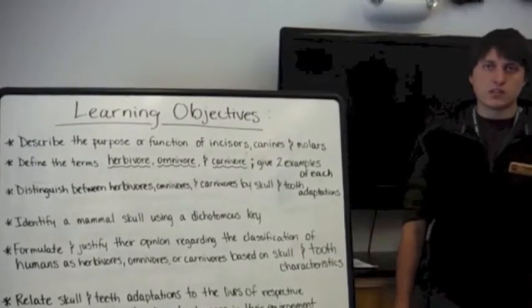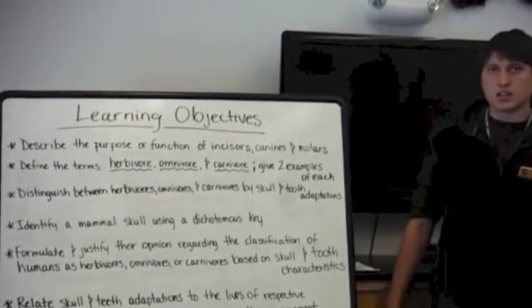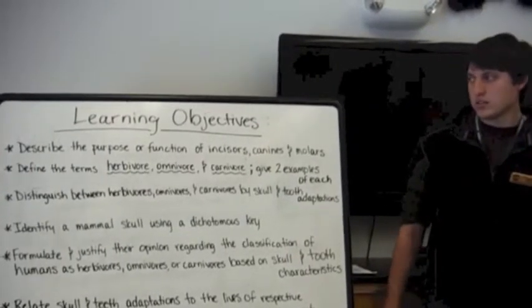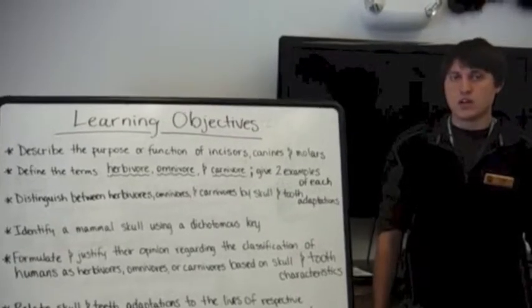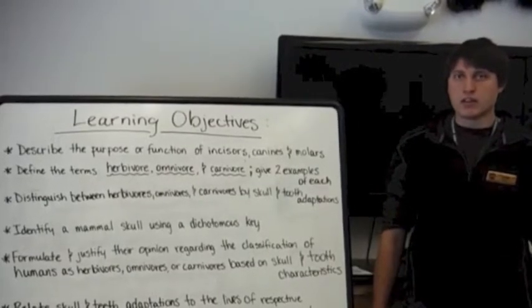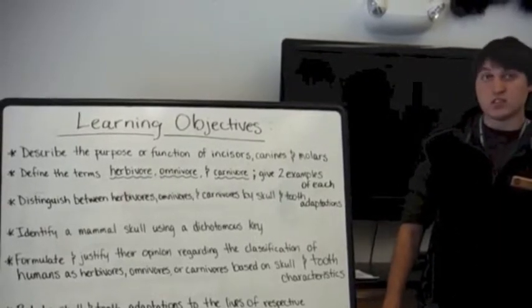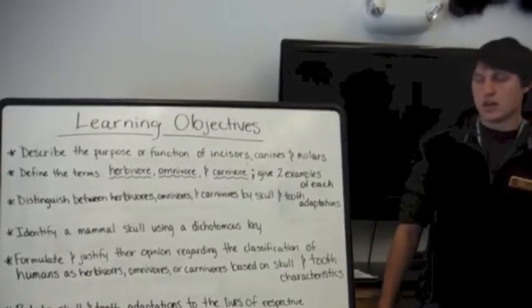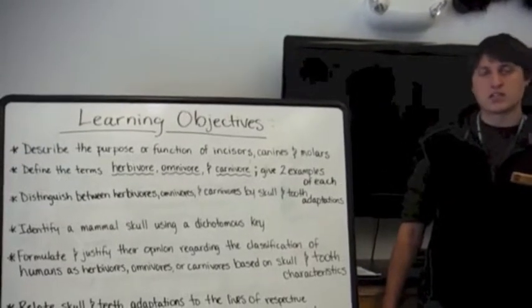For our Skullduggery lesson, we have 6 different learning objectives, as up here on the whiteboard. Our first learning objective is to describe the purpose and function of the incisors, canines, and molars. Our second objective is to define the terms herbivore, carnivore, and omnivore, and be able to give 2 examples of each.